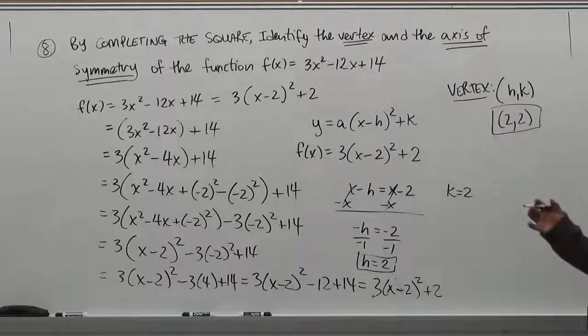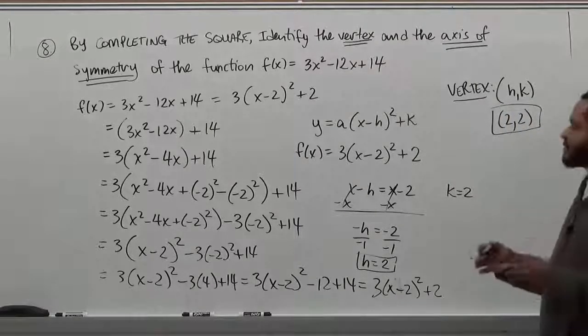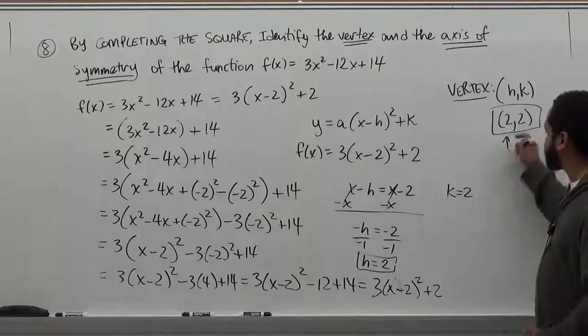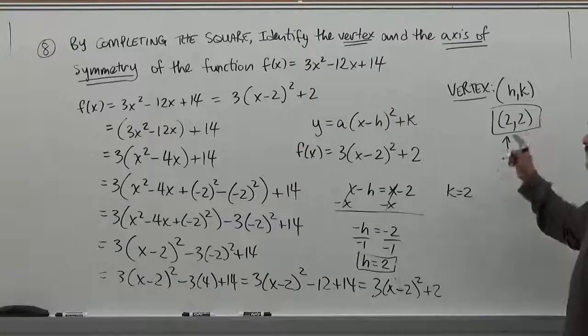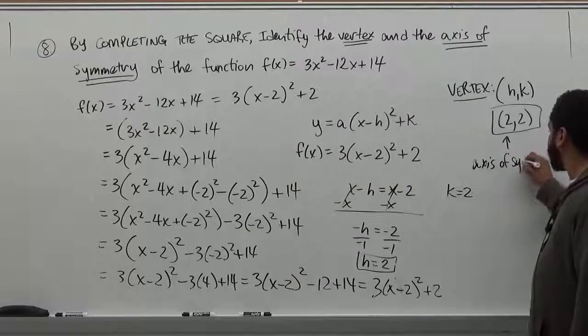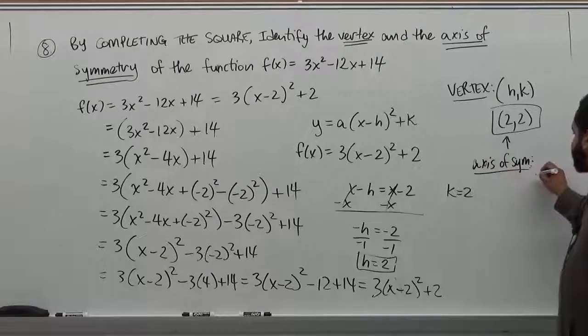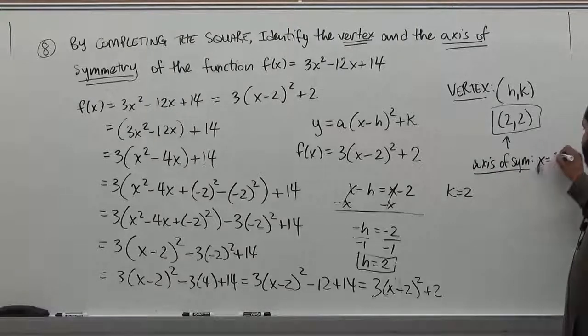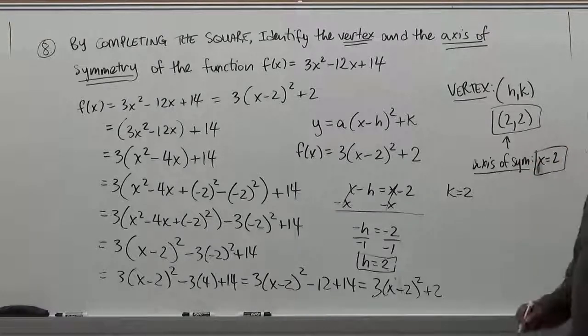And now as far as our axis of symmetry, this is a really basic component. Once you get here, we know that our axis of symmetry is based on the x value of the vertex. So our axis of symmetry is simply x equals 2. Thank you.